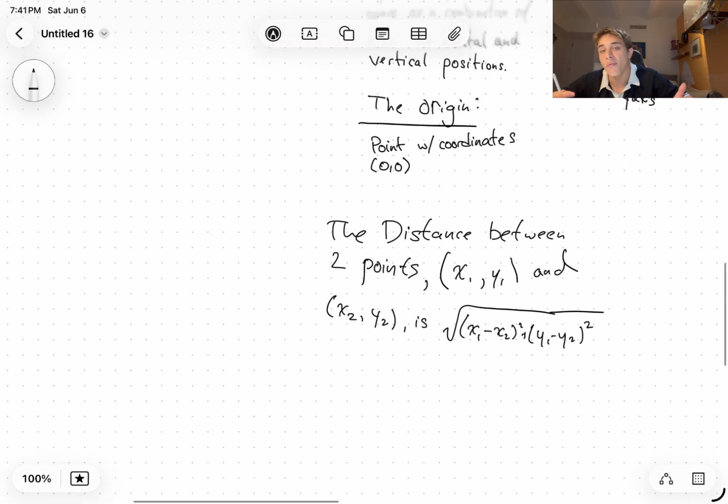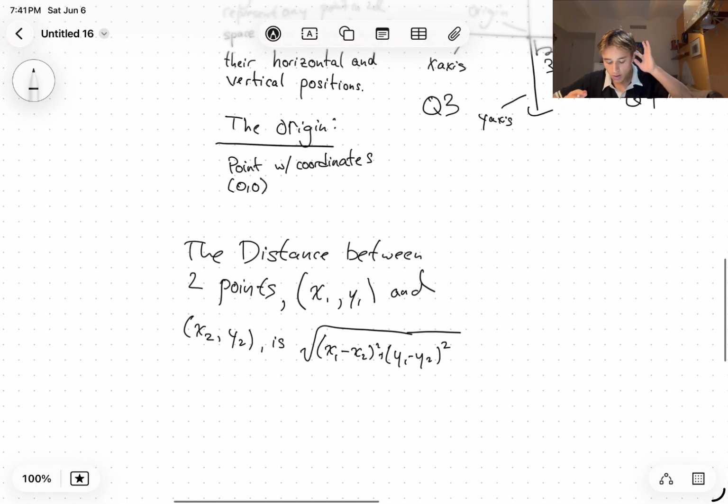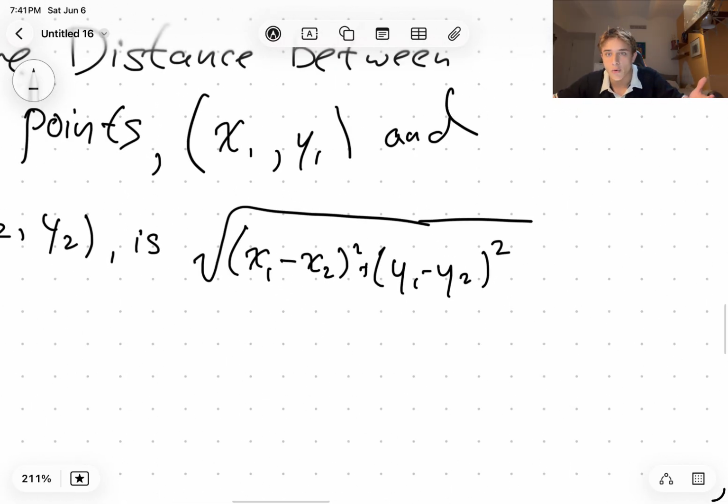And we can also find the distance between 2 points in the coordinate plane. This is known as the distance formula. It's essentially just a restatement of the Pythagorean theorem, if you know what that is, but specifically for coordinates. So to find the distance between 2 coordinates, you subtract their x coordinates and you square that, and then you subtract their y coordinates and you square that. You add those 2 values together and then you take the square root, and that's the distance between 2 points.